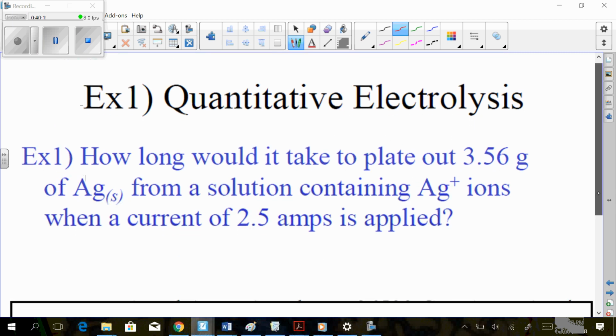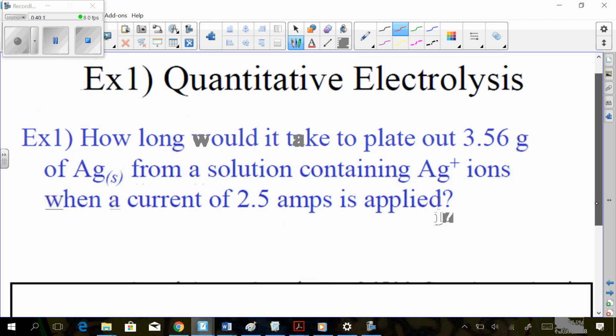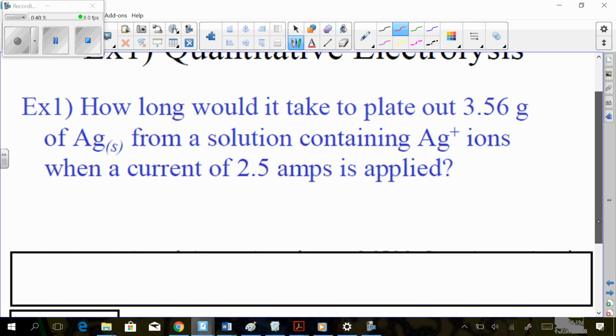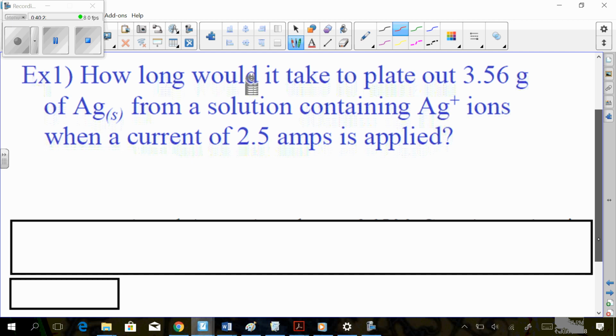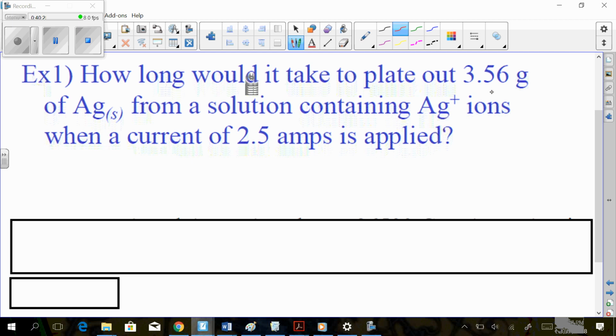So let's calculate. If we wanted to do electrolysis to get a pure metal, let's talk about how long it would take to plate out 3.56 grams of silver from a solution containing silver ions. When you silver plate something, you can put a very thin coating, just a few atoms thick, of whatever metal you want to plate with.